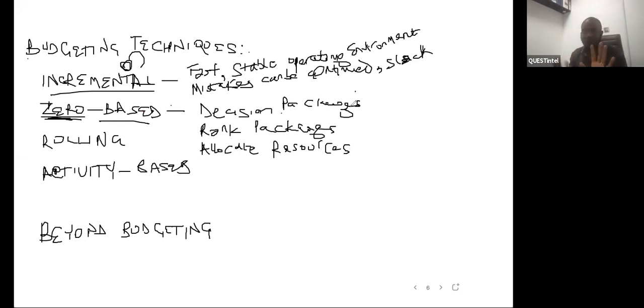Let's look at an example. Let's use the hospital again. What will be examples of decision packages in a hospital?